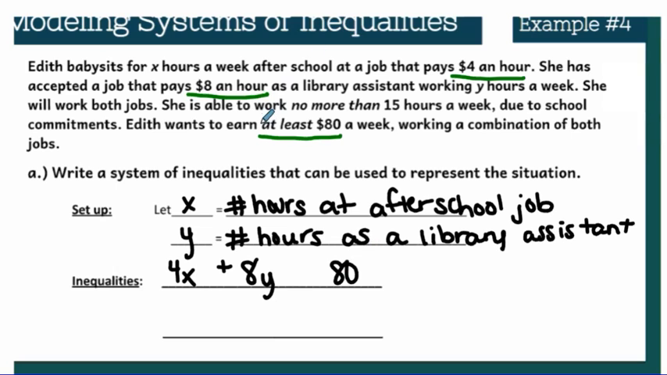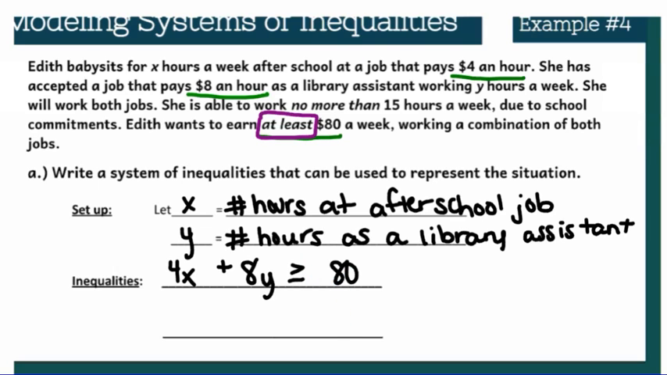Let's think about this phrase, at least. Does this mean that we want to get more or less than $80 a week? At least means $80 is the smallest amount of money we want to earn, but anything over $80 is awesome. So we want to earn greater than or equal to $80.